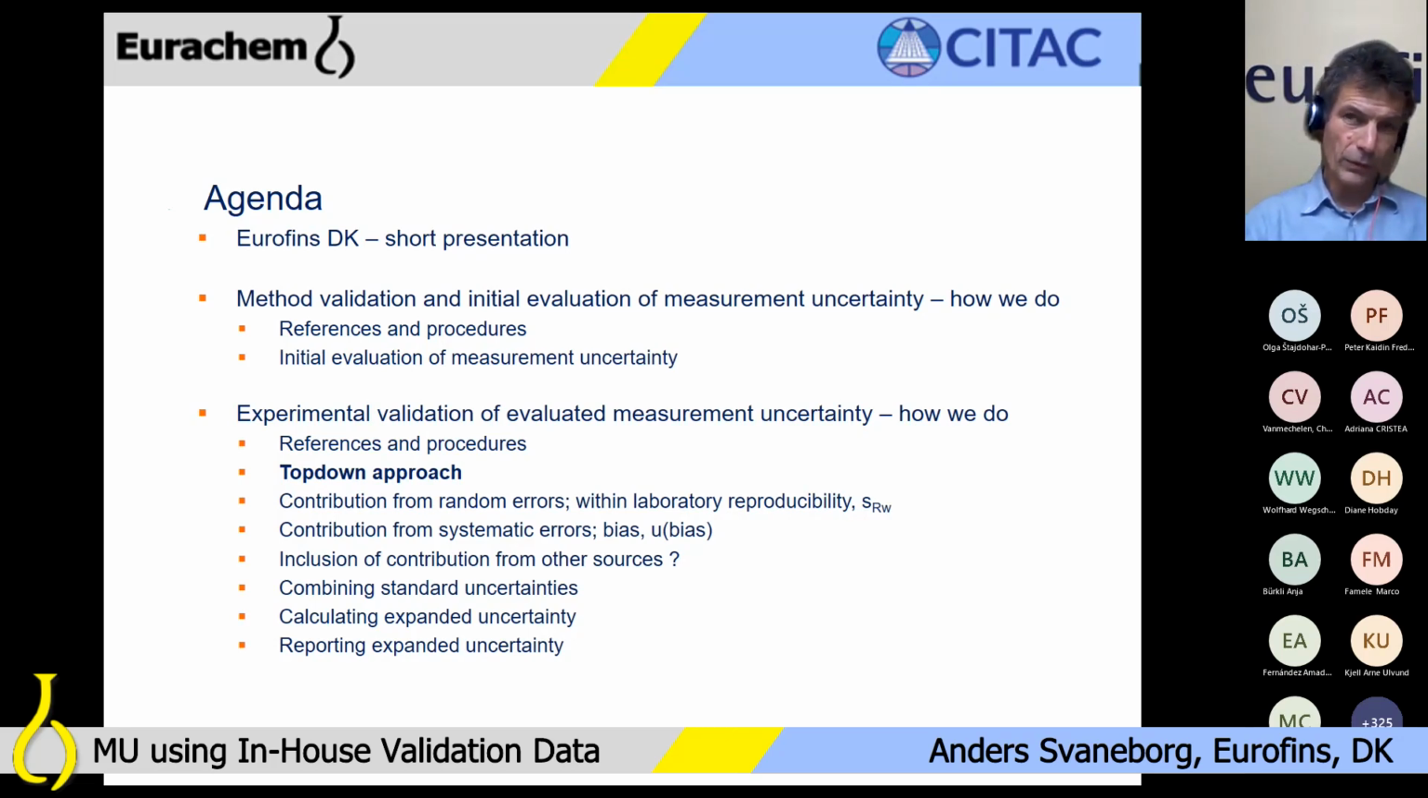I will present references and procedures, and we use the top-down approach in our laboratory. And this means we have contributions from random errors within laboratory reproducibility, and we have contributions from systematic errors, the bias. Then we are always aware if we have to include contributions from other sources not included in the first place. Then we have to combine the standard uncertainties and we calculate the expanded uncertainty, and then a little bit about how we report the expanded uncertainty.